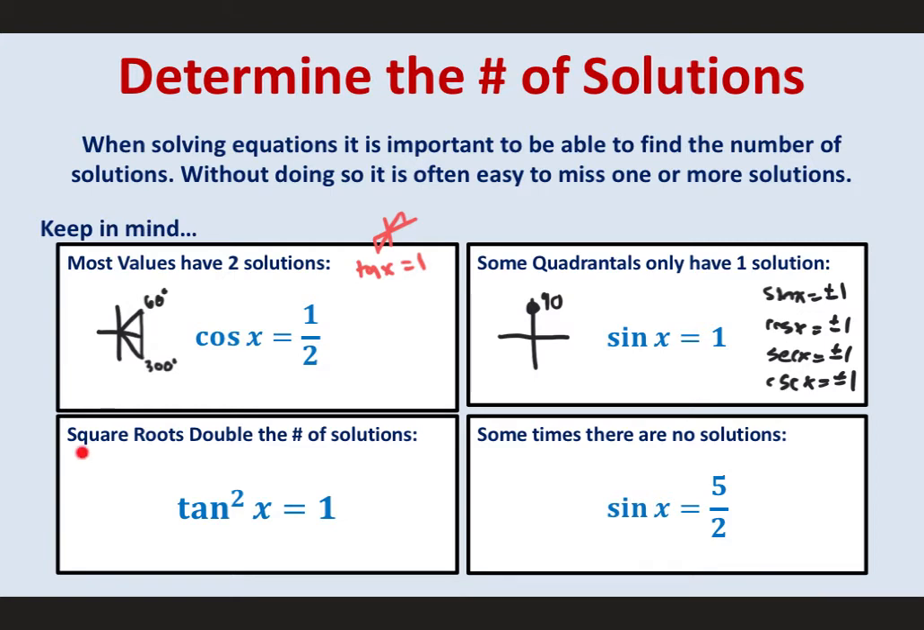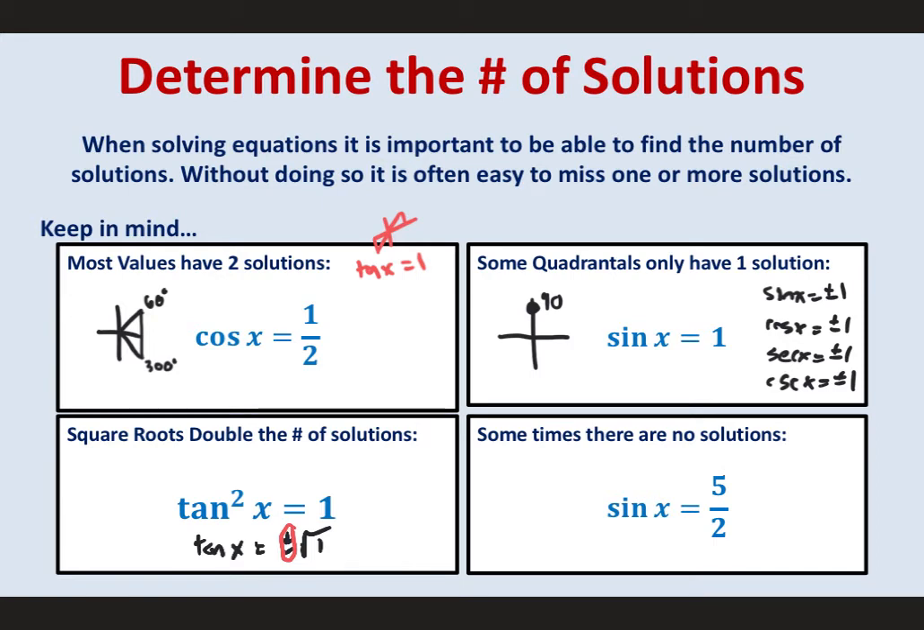The next thing is that square roots double the number of solutions. The reason square roots double the number of solutions is that you would take the square root of both sides. So this is going to become the tangent of x equals plus or minus the square root of 1. And so when you take that square root of both sides, you have to do that plus or minus piece right here, and that'll double the solutions.